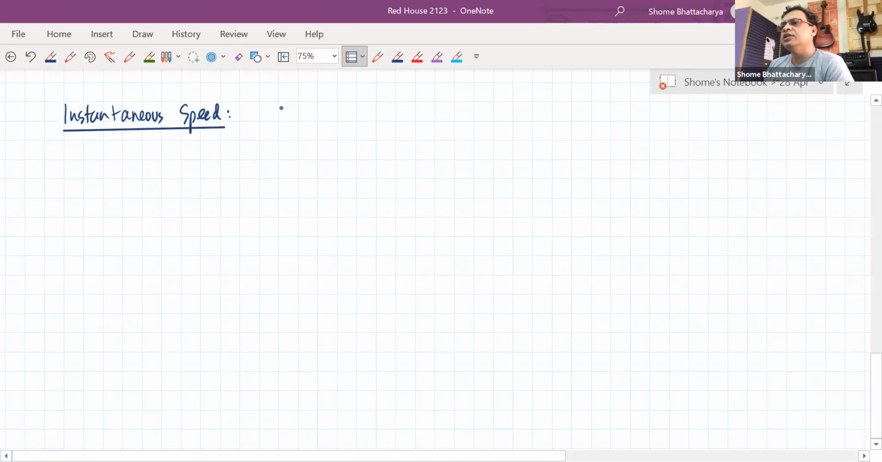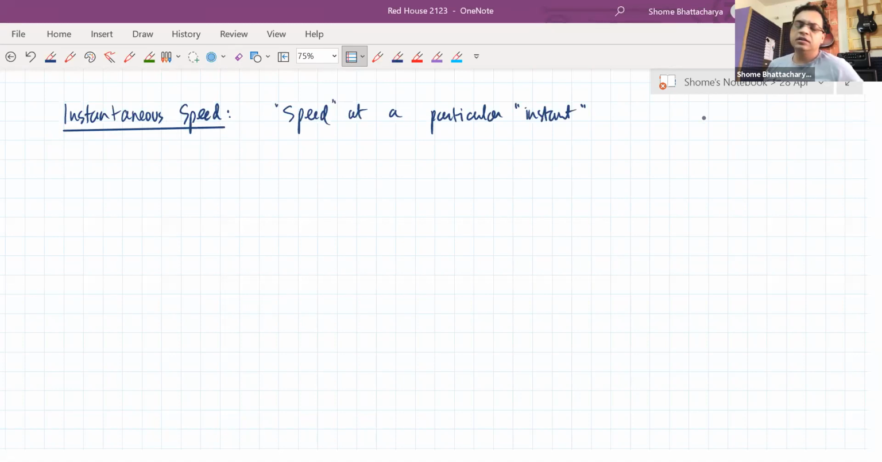Okay, so let's try to understand now how we would measure such a thing. Speed at a particular instant. So what do we mean by this? That it is the speed at a particular instant, because average speed we had calculated as the ratio of distance with respect to time for a time interval. Yes, Adinath, your answer is correct.